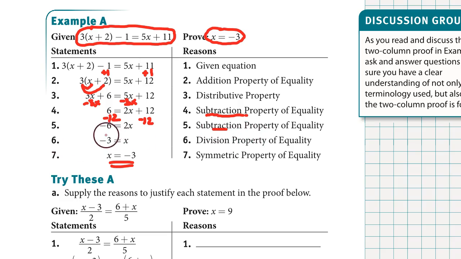Step 6, where did this come from? What was done to what was there before?